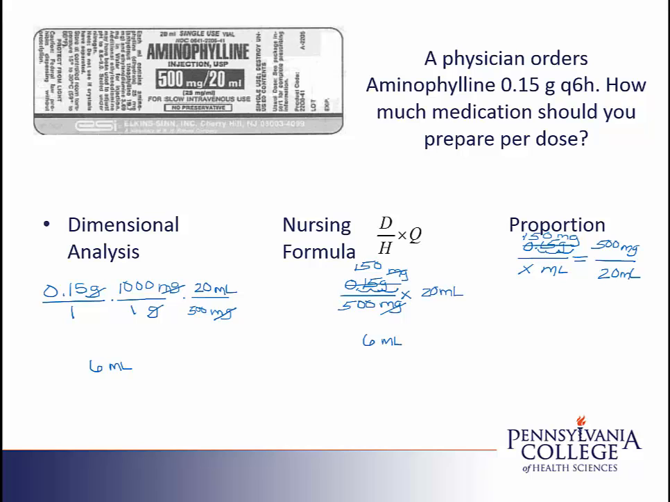So the first thing that I do is multiply on this diagonal, so 150 times 20, and that gives me an answer of 3,000. Multiply on the other diagonal, so x times 500 gives me an answer of 500x. Then I divide both sides by 500. 500s cancel, so I get x is equal to, I do this math, and I get 6. My label is milliliters.